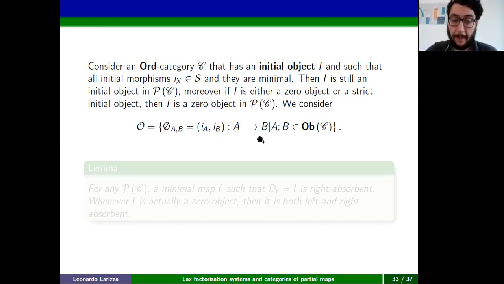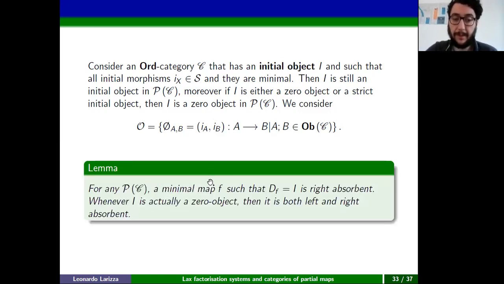We consider O, and we have in particular that for PC a minimal map F, such that the partial domain is I, so a minimal map in O is always right absorbent. And by right absorbent, I mean that composition to the right with any other morphism still gives a morphism in O. And whenever I is a zero object, it is of course both left and right absorbent. Composing zero morphisms on the left or on the right gives back a zero morphism.